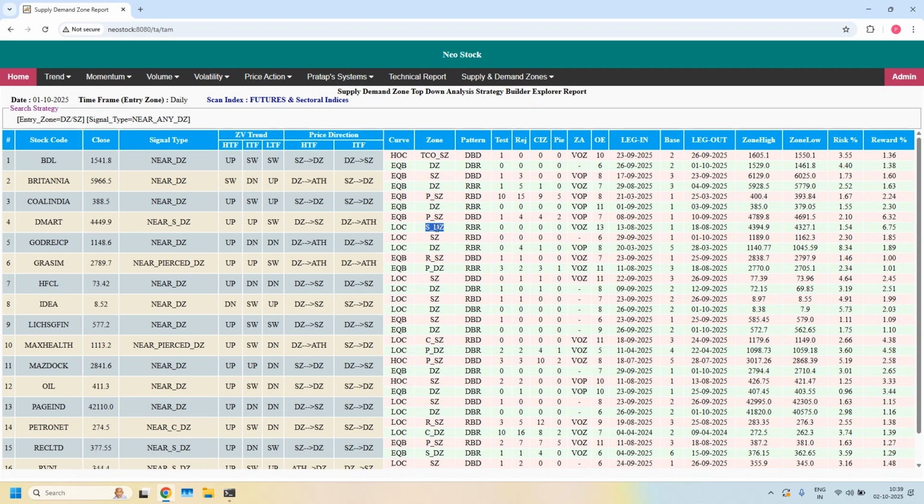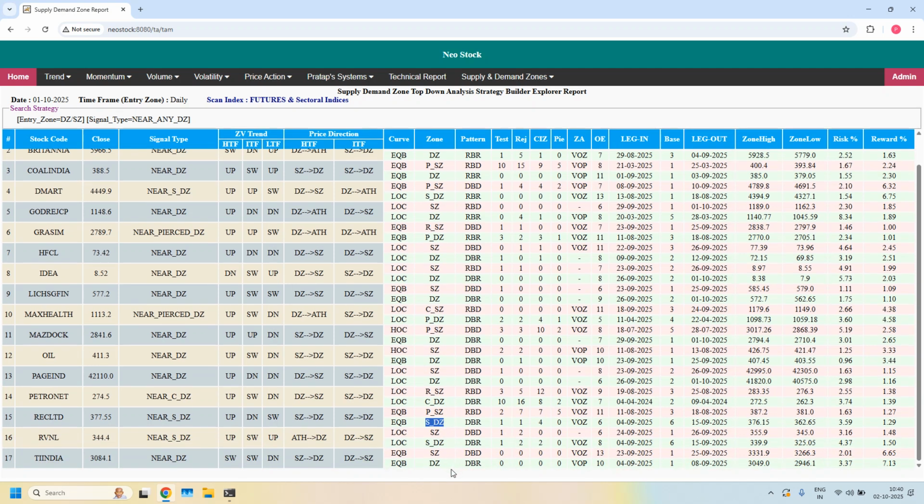DMART is having a high liquidity daily demand zone. Petronet is not valid because it is a pierced zone. Maybe you can use it for pierced zone strategy that you learned in lesson 28, if this zone is applicable. So the next one is REC Limited, high liquidity, daily demand zone. And the next third one is RVNL. So total we identified 3 daily high liquidity demand zones from this list.